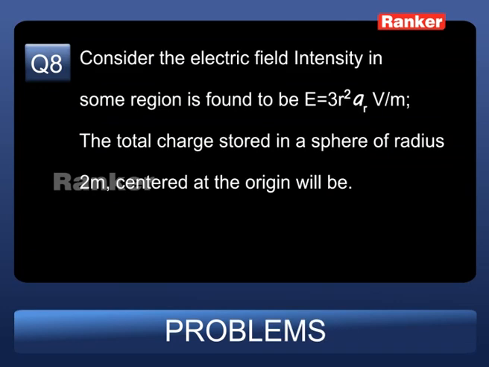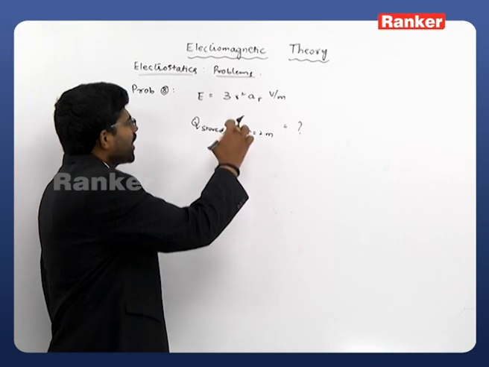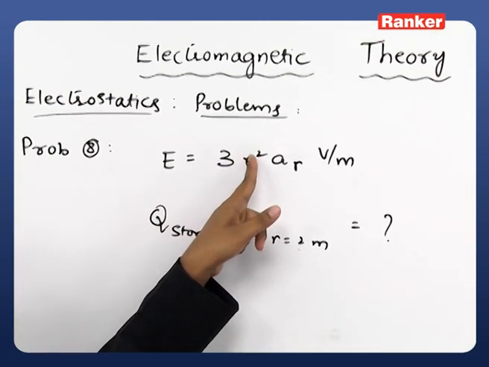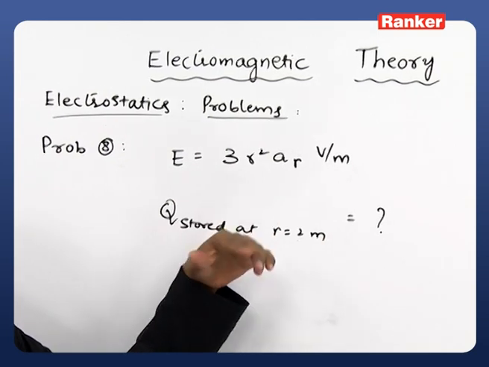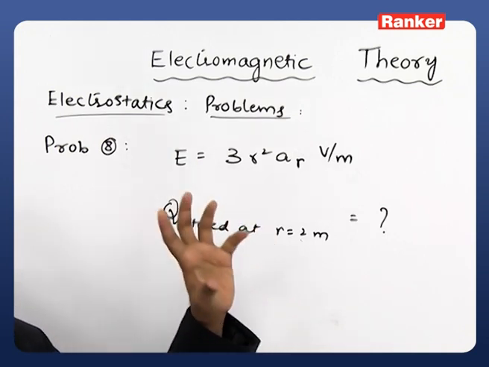Consider the electric field intensity in some region is found to be E is equal to 3 r square a_r volt per meter. The total charge stored in a sphere of radius 2 meter centered at the origin will be? The solution to this problem: just observe what is the data given to us. Here the electric field intensity is given to us as 3 r square a_r volt per meter. We are supposed to calculate the total charge stored at r equal to 2 meter.